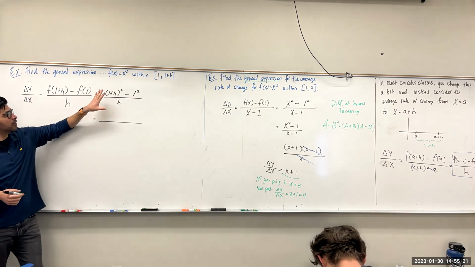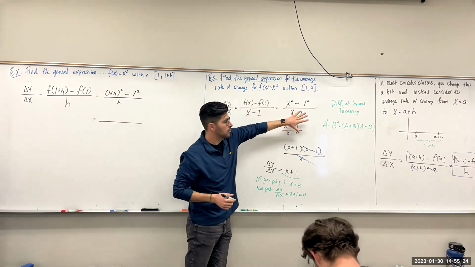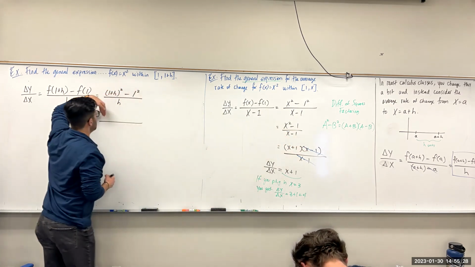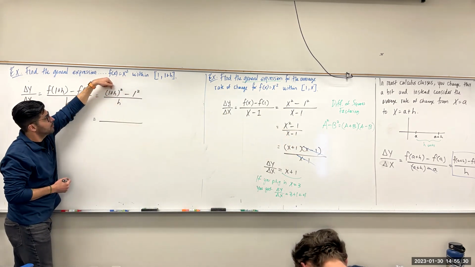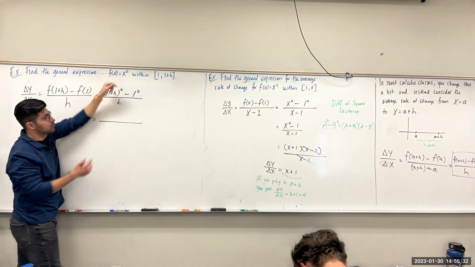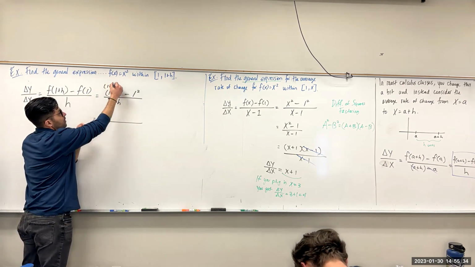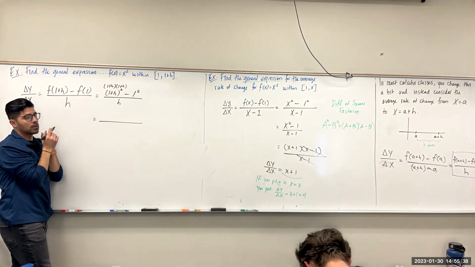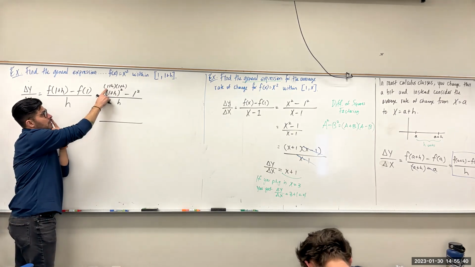And so in this problem, this one's different from this one. Because here I had a difference of squares, so I factored the difference of squares. But here, I can go ahead and FOIL this out. This means I'm doing 1 plus h times 1 plus h. Help me out here. What would that be?